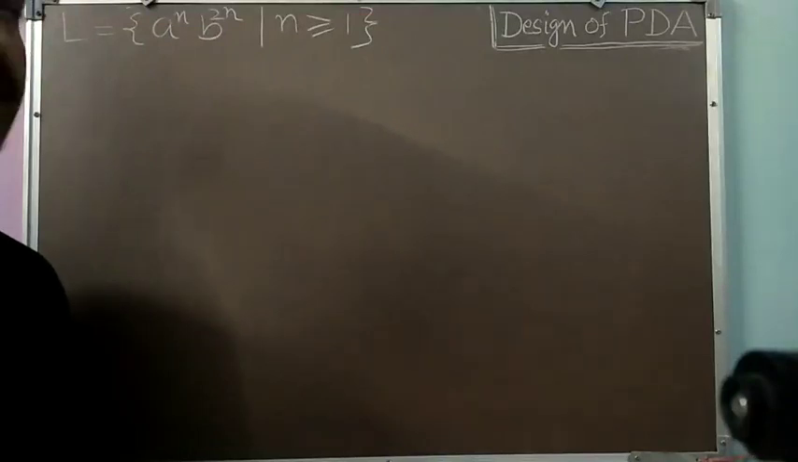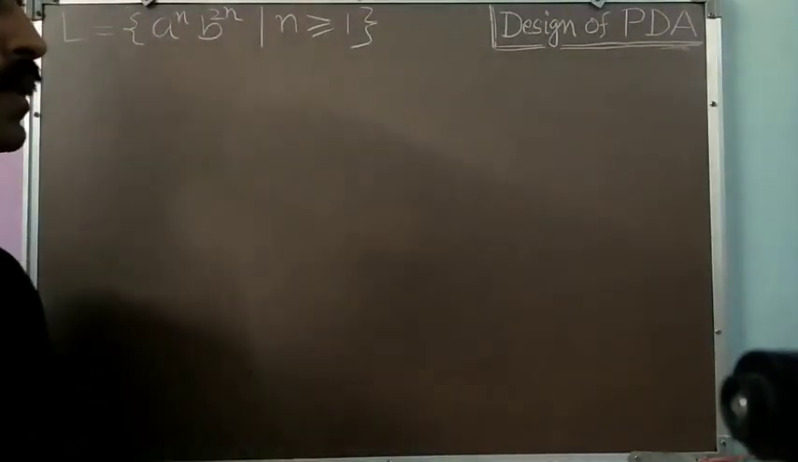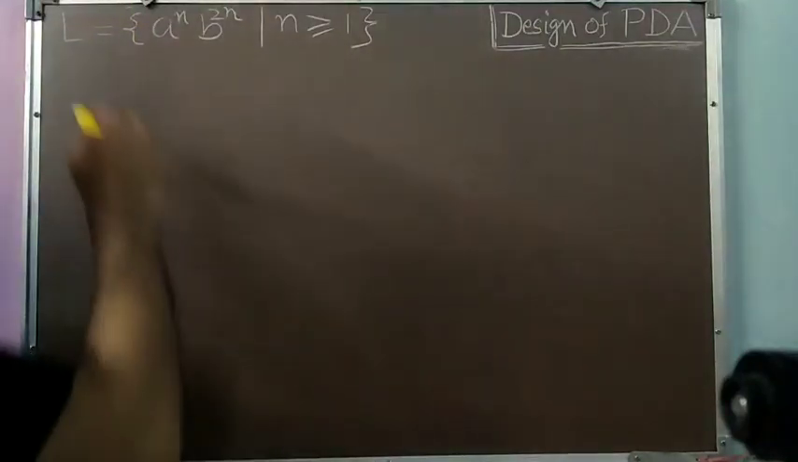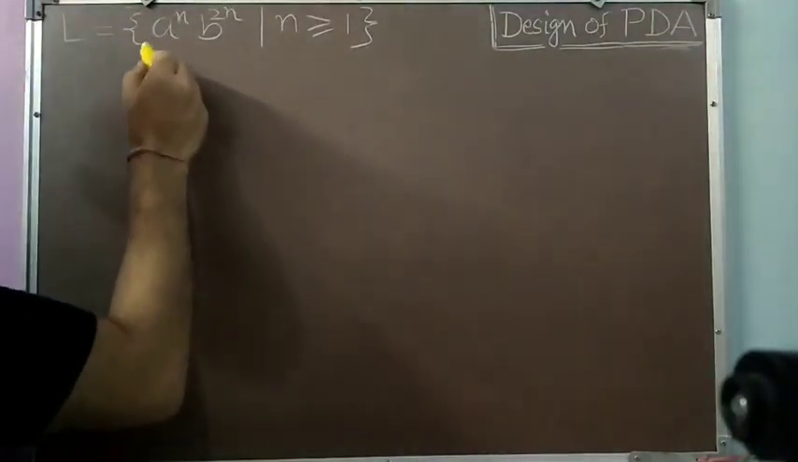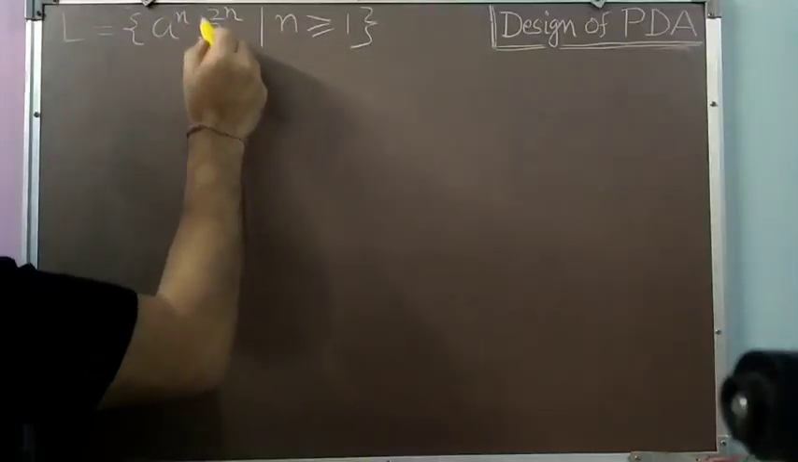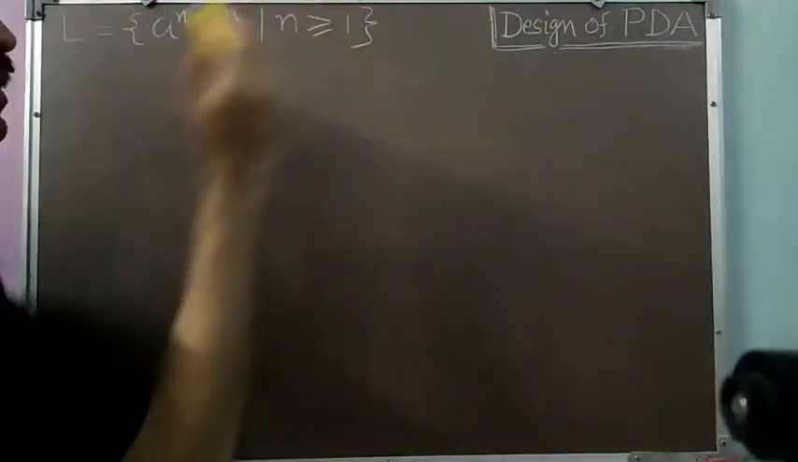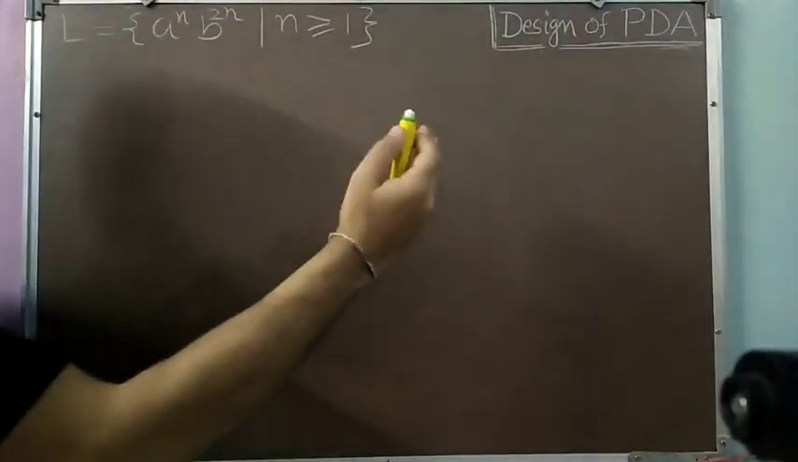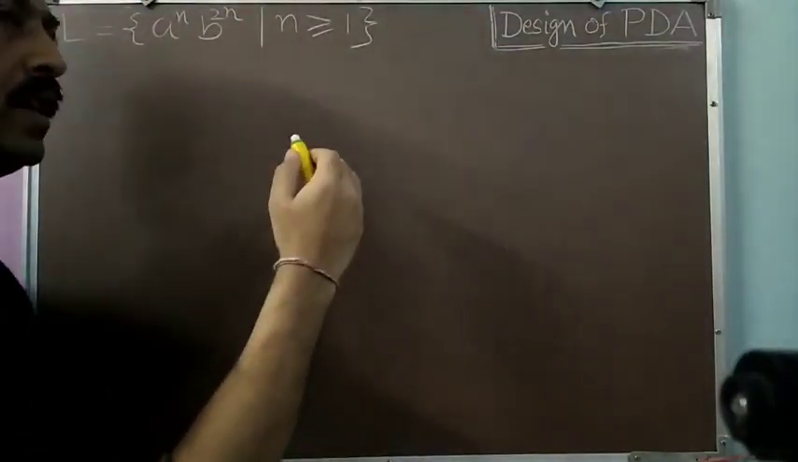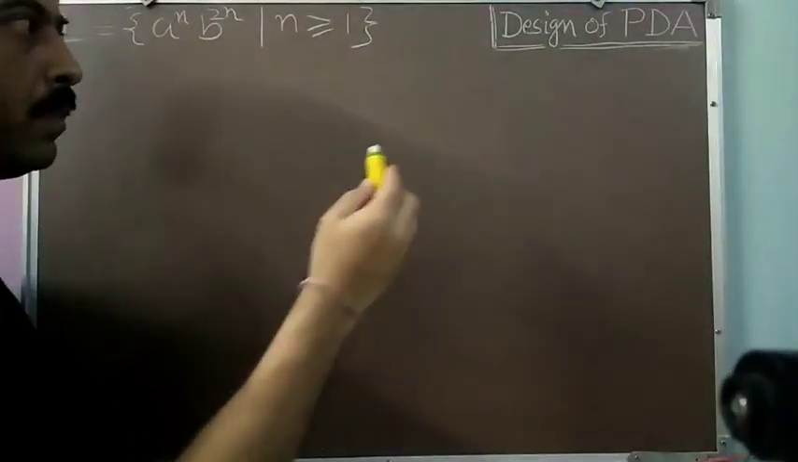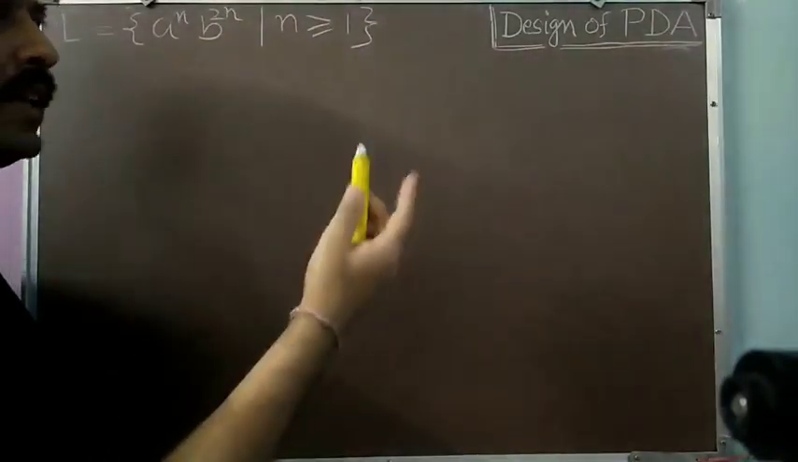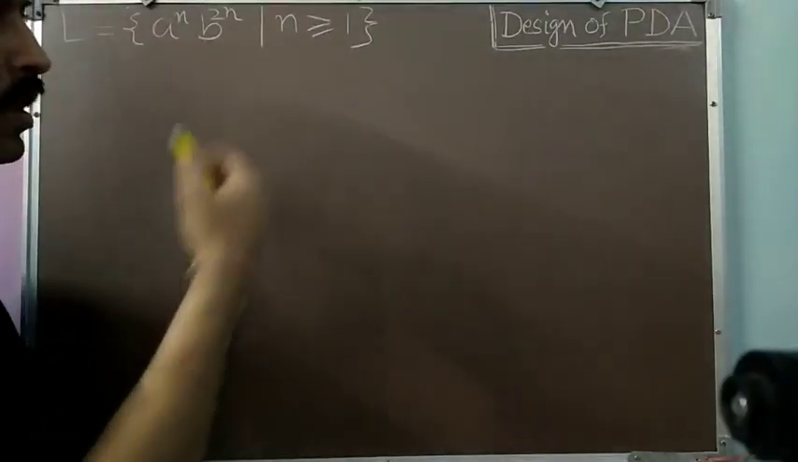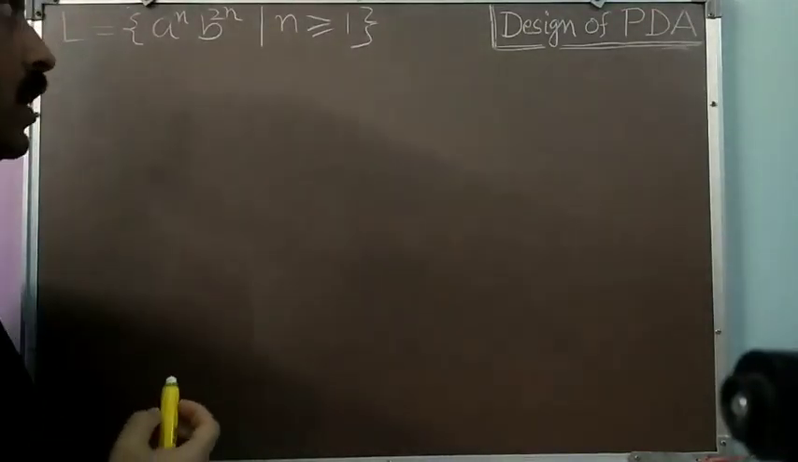Now in this session, we will discuss certain more examples for the design of PDA. Our first example in this session is the language L of the form a to the power n, b to the power 2n, where n is greater than or equal to 1. Simply, this language says that some number of a's will come, and then after it some number of b's will come, and the number of b's will be exactly twice the number of a's. So this is our language for which we have to write our PDA.